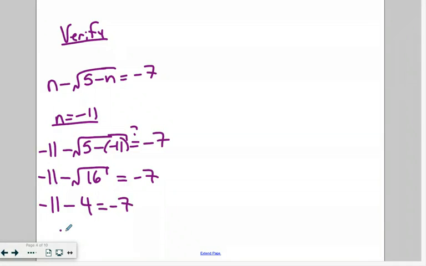And we see here that we actually get negative 15 is equal to 7, and that's not valid. Okay? So negative 11 would be considered our extraneous root in this scenario. Okay? Let's just go through and verify our negative 4 value. So here again, we're plugging negative 4 everywhere we see an n.